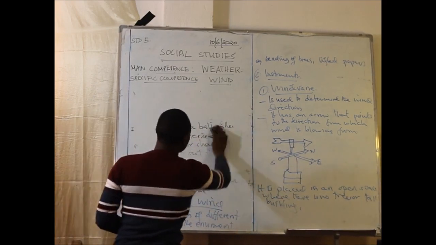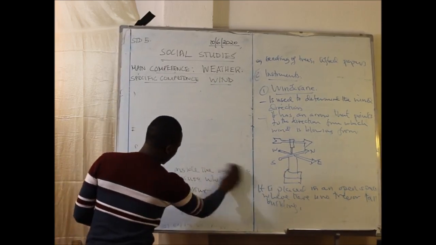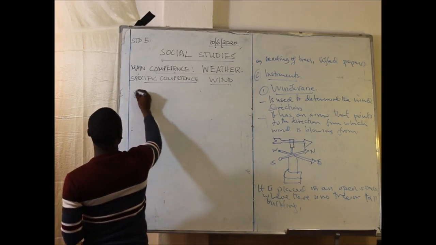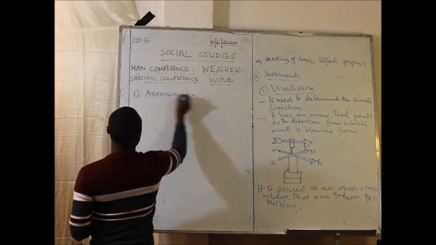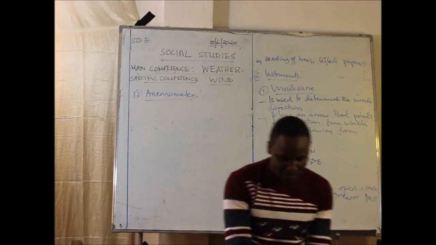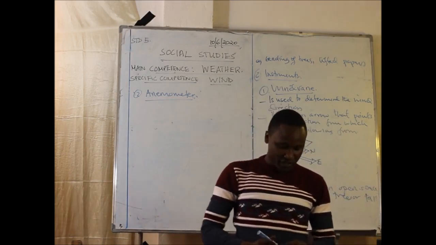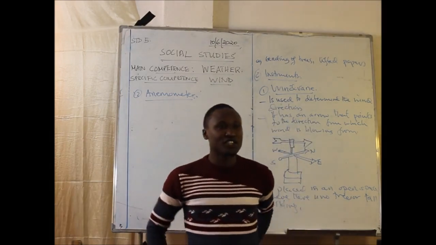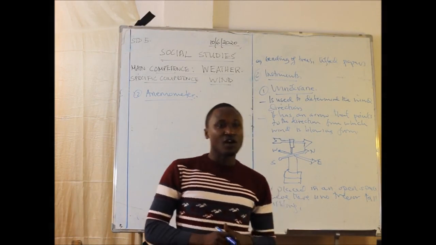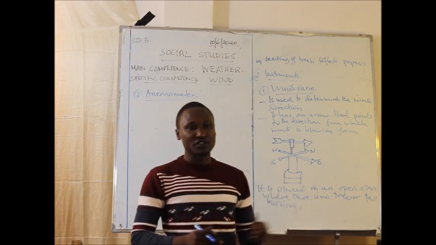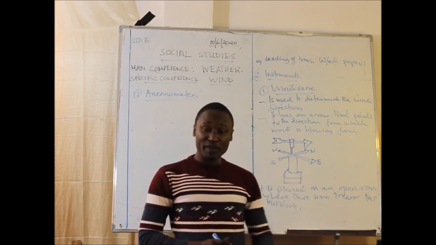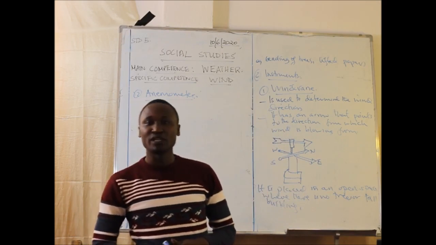Another instrument, number 2, is the anemometer. Now, anemometer, what is this device? This is an instrument or device which is used to measure the wind speed. This instrument consists of 3 or 4 cups, and when the wind is blowing, these cups rotate. That is how the wind speed is measured. And remember, the wind speed is measured in kilometer per hour.